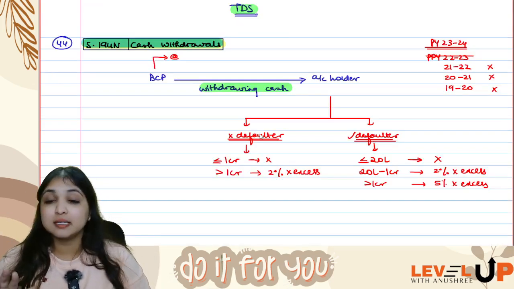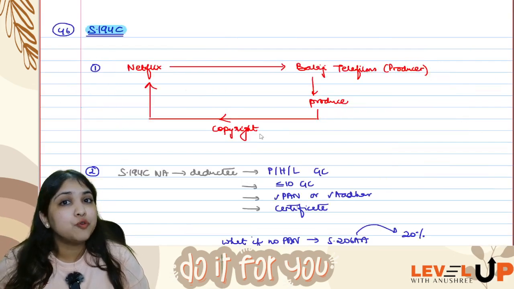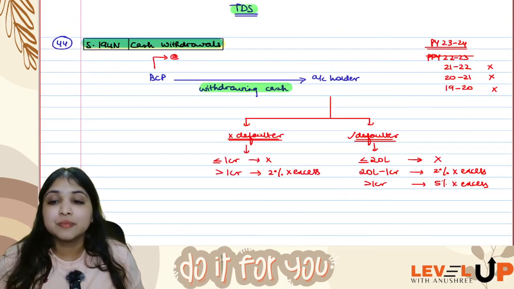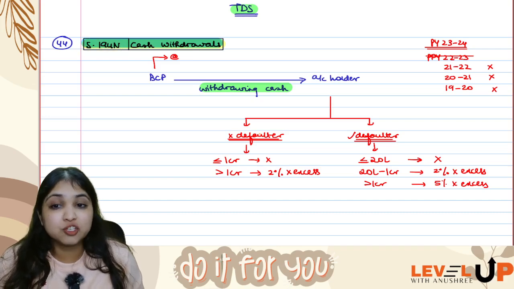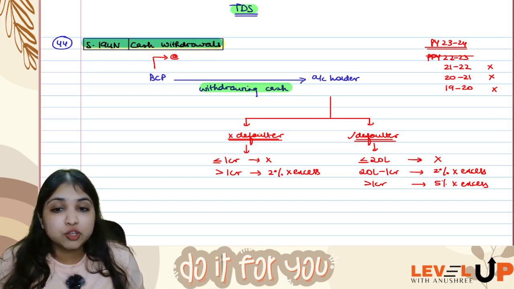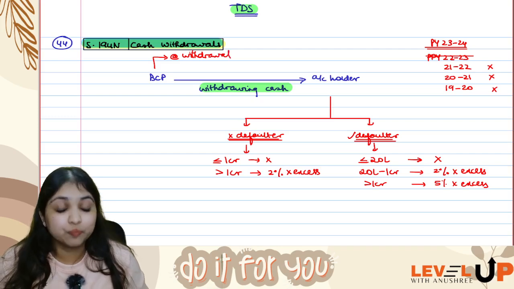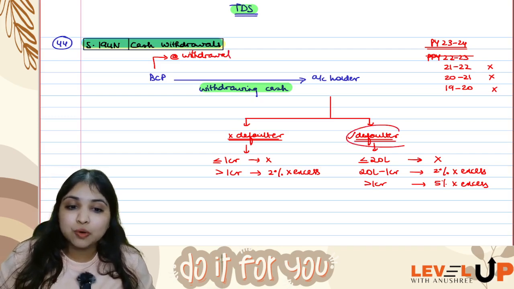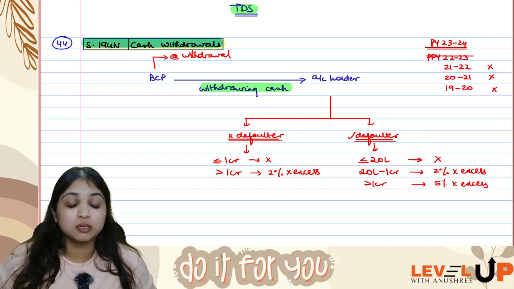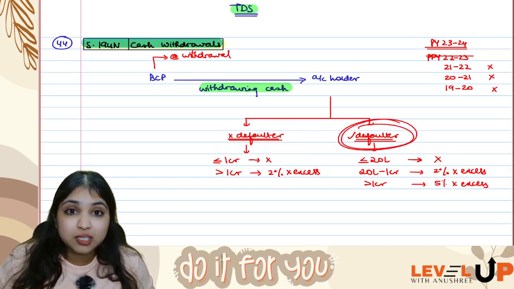Then coming to TDS. Under TDS, I have brought 4 concepts to discuss with you over here. First of all, section 194N, which relates to cash withdrawals. If you're withdrawing cash from the bank, then at the time of withdrawal, the bank will deduct tax from you. At what rate depends upon whether you are a defaulter or not a defaulter. Now, what does defaulter mean?